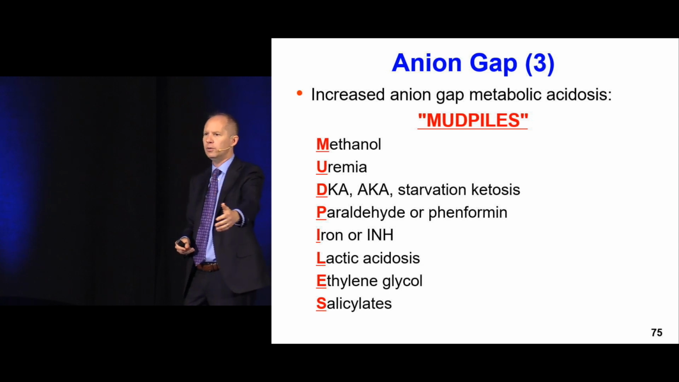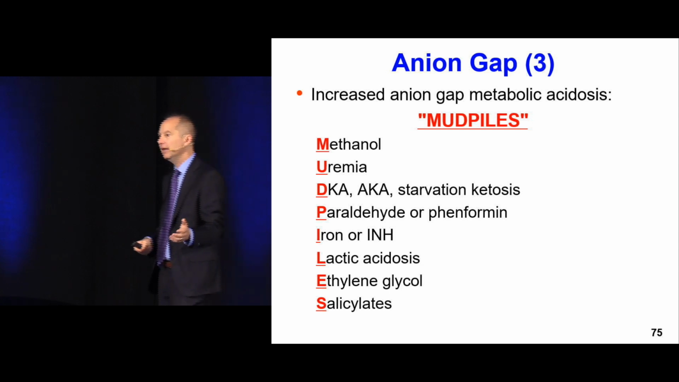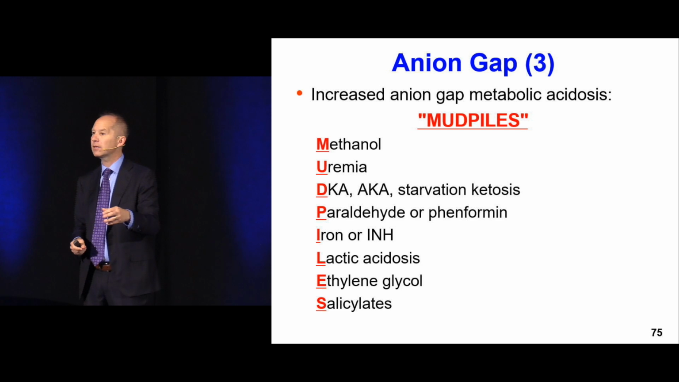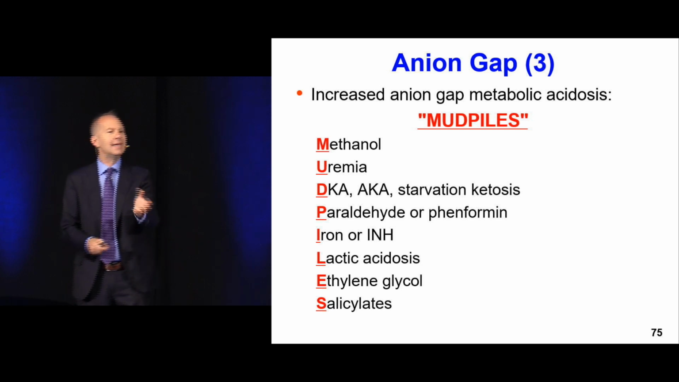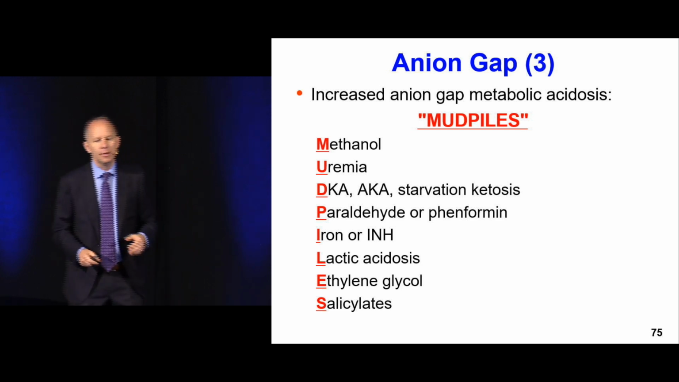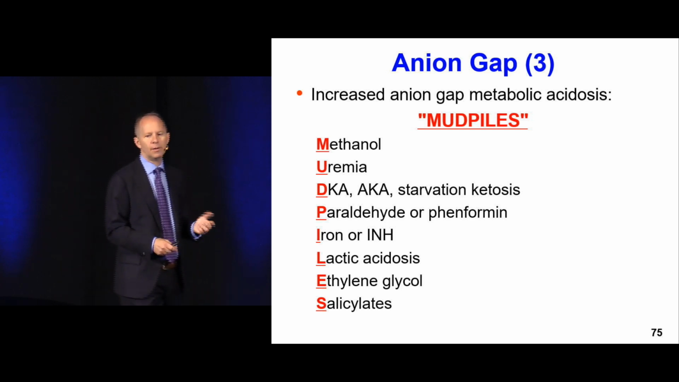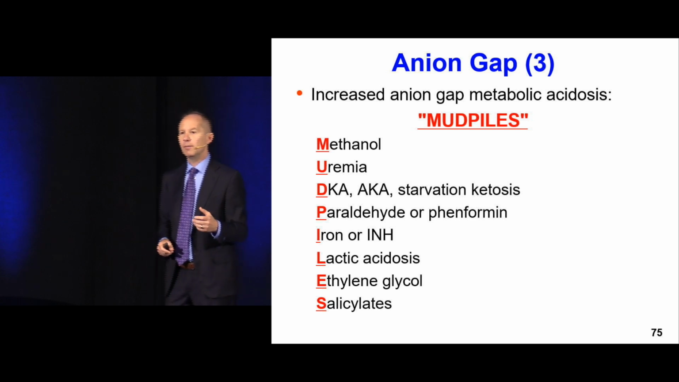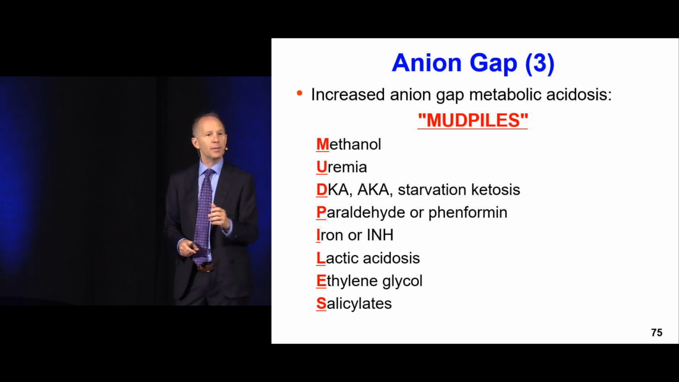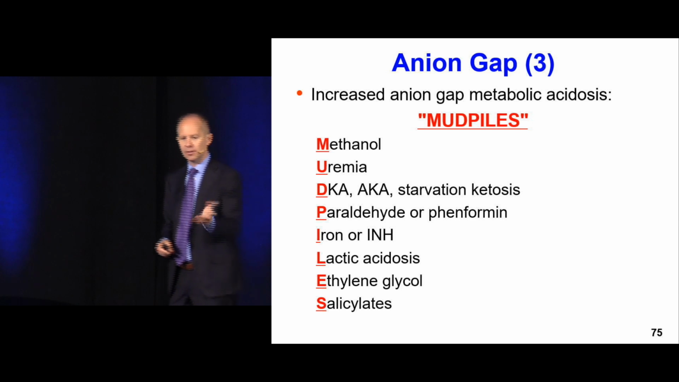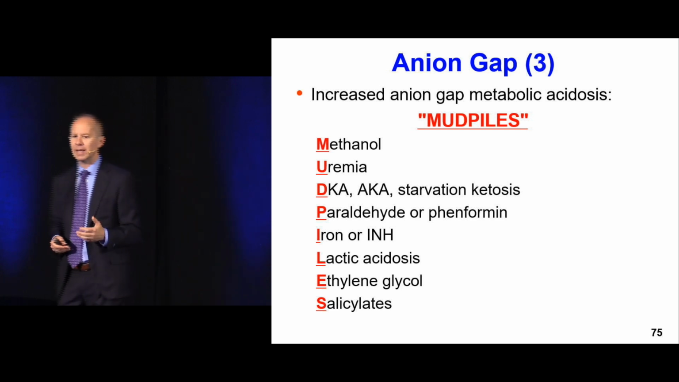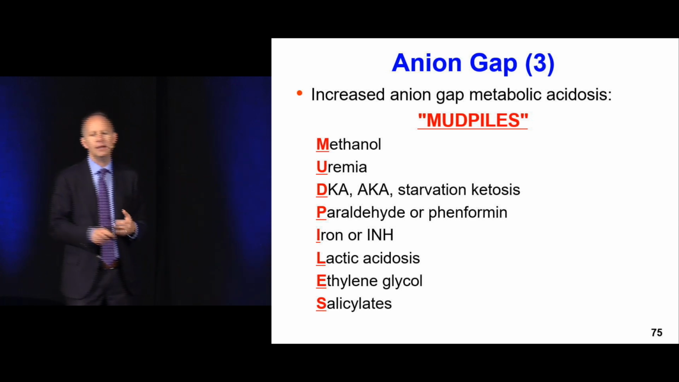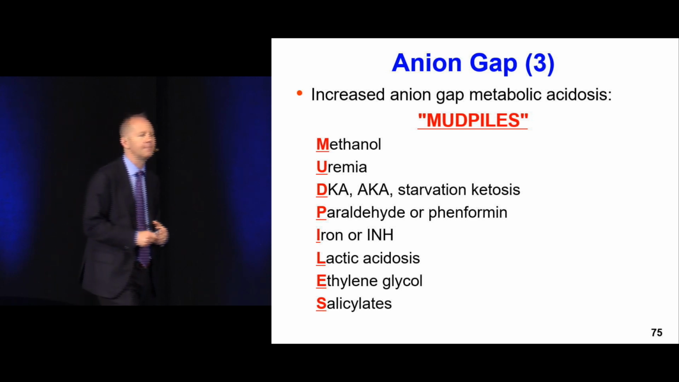M for methanol, U uremia, D for DKA, but I also throw in alcoholic ketoacidosis, starvation ketosis, any ketoacidosis is in there. P for paraldehyde or phenformin. Phenformin is actually off the market, replaced by, remember, metformin. Metformin can cause lactic acidosis. They took phenformin off because it was causing too much lactic acidosis. But paraldehyde, metformin, those things can do it.